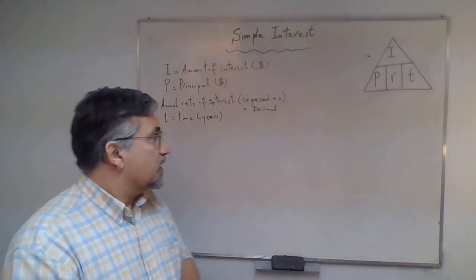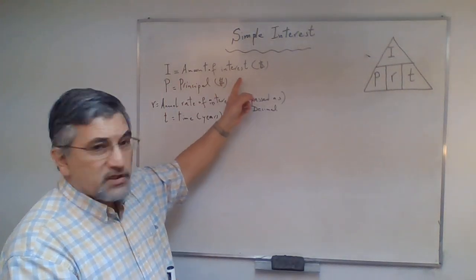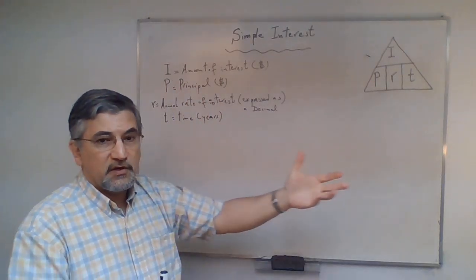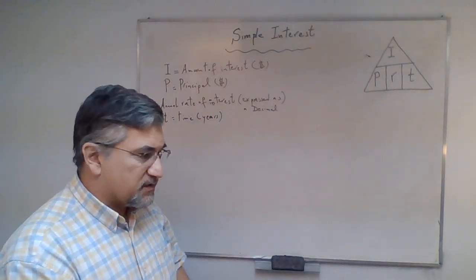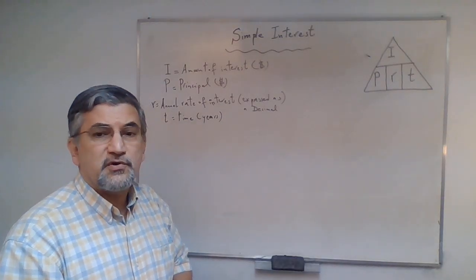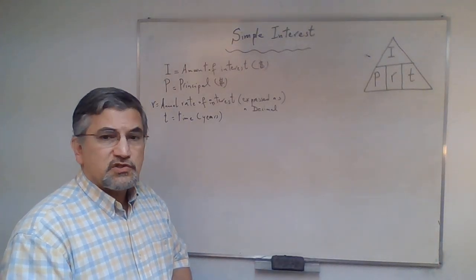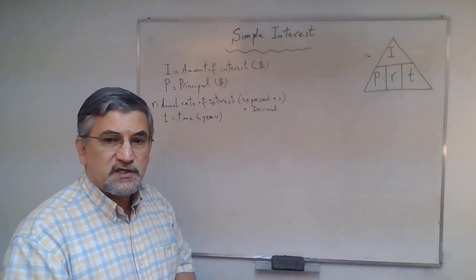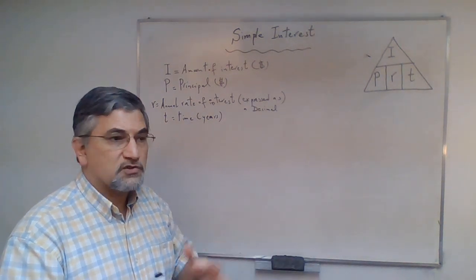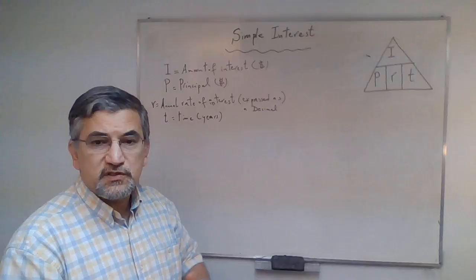So the amount of the interest, we show it with capital I, is the amount of money the bank pays you as an investor. P is standing for the principal, which is the initial amount of money that you start your investment with. On day one, when you go to the bank, you open a bank account with like $500 or $1,000. That is your principal, basically.